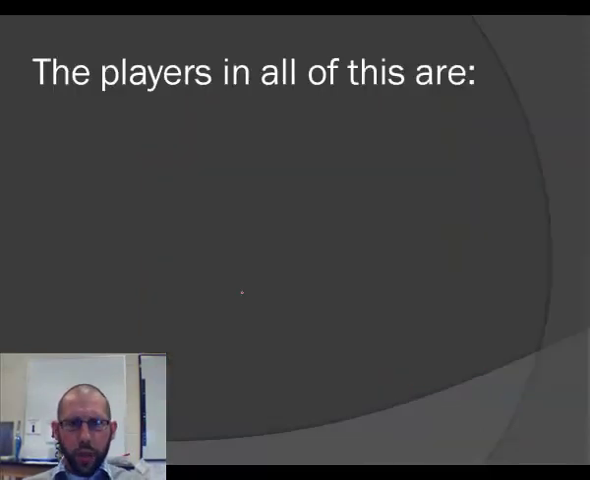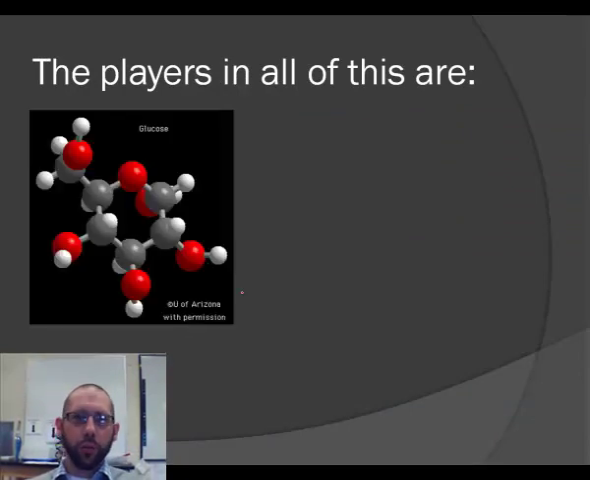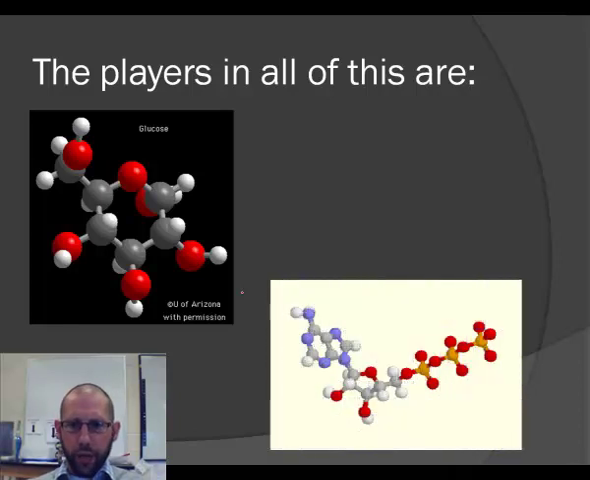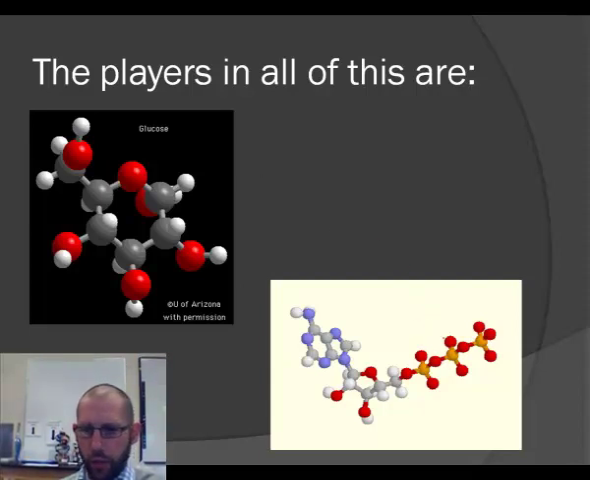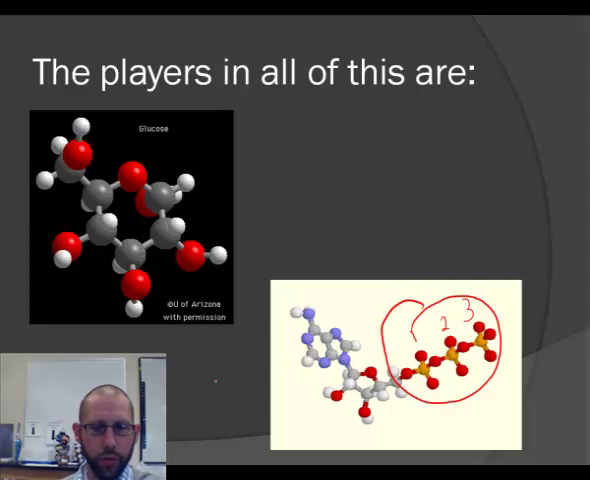So let's take a look at what some of the players are in this. Well, the very first one, when we eat, we get glucose. Okay, we get some sugars from the foods that we eat. The second player in all this, in the end product, is this thing called ATP. So if I look at this, here is the TP part of it. Here are the three phosphate molecules. Here's 1, 2, and 3. And then this is the adenosine molecule over here, and this is the triphosphate. Okay, so those are those guys.